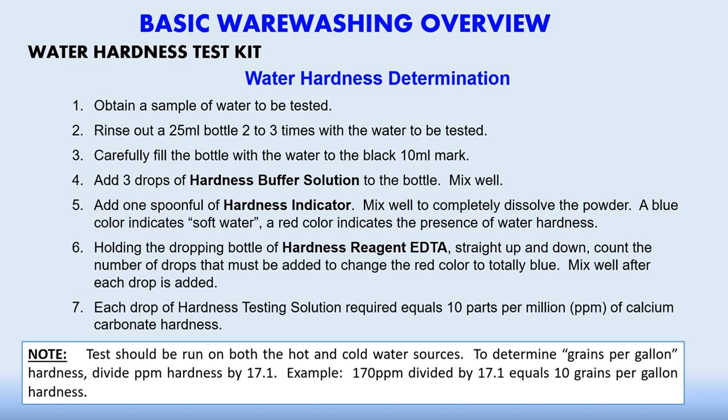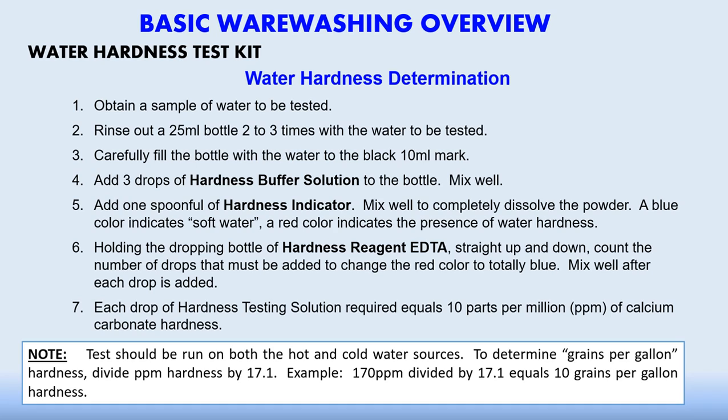Next, we rinse out a 25 milliliter bottle 2 to 3 times with the water to be tested. Carefully fill that 25 milliliter bottle with water to the black mark of 10 milliliters. Add 3 drops of hardness buffer solution to the bottle and make sure that you mix well.